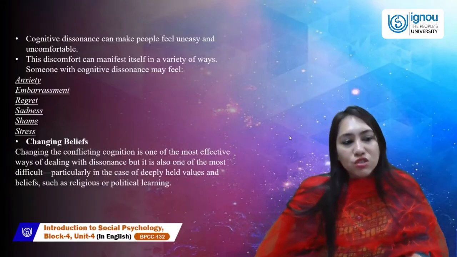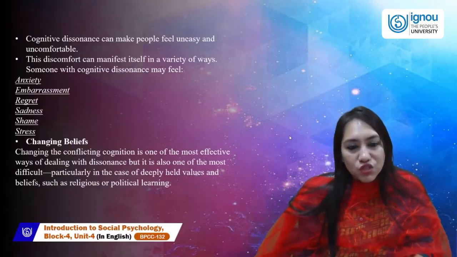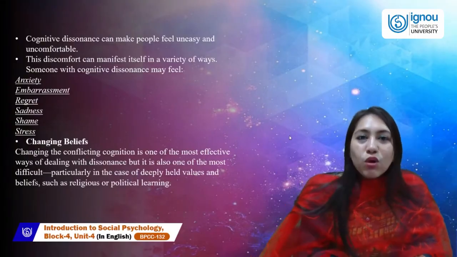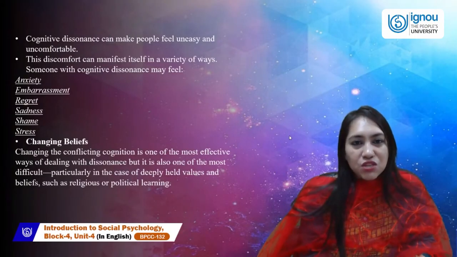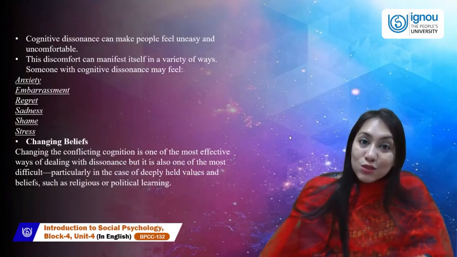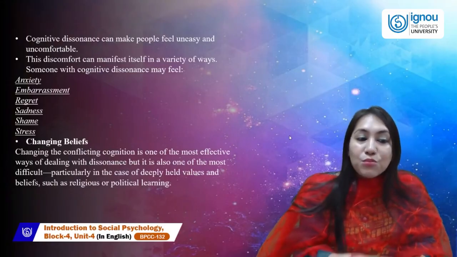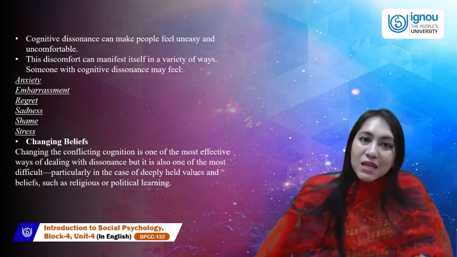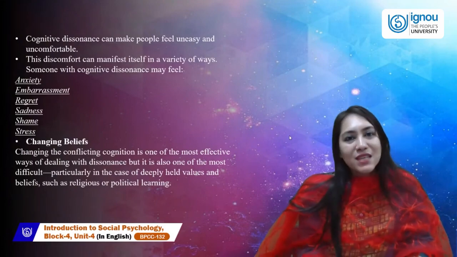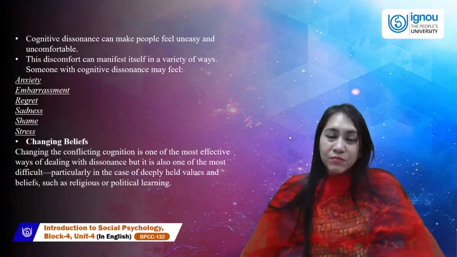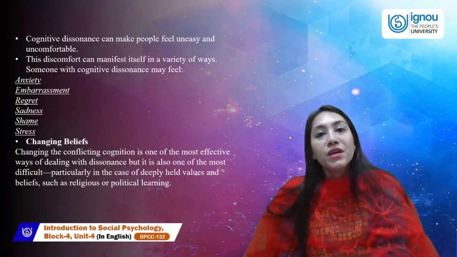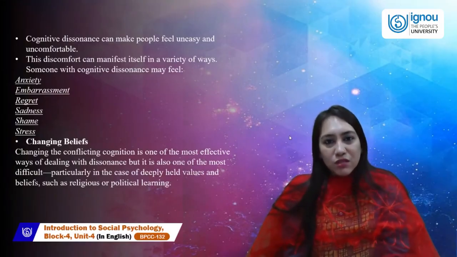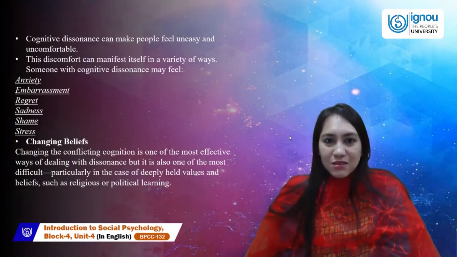Now, if you want to change the belief, changing the conflicting cognition is one of the most effective ways of dealing with cognitive dissonance. So if you want an attitude change, make sure you target the dissonant, unpleasant feeling. The most difficult one should be targeted first, and when the most deeply held value is taken off, it leads to cognizance. So, for example, if the person feels that no, in the past 5 to 6 years I've been seeing people consuming tobacco, but no one has had a concern with it.